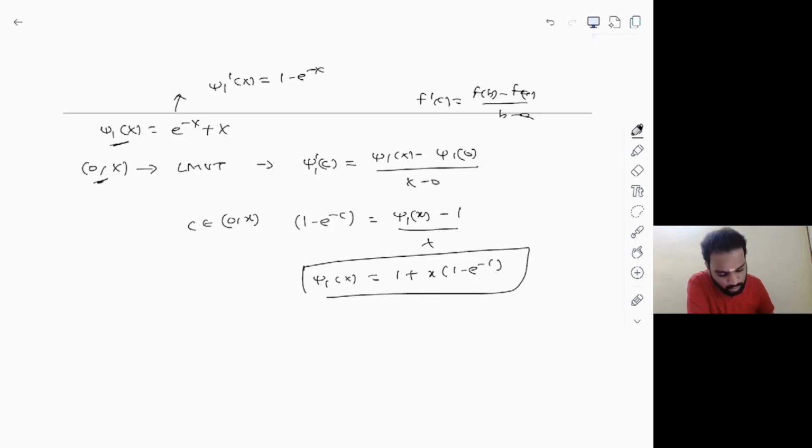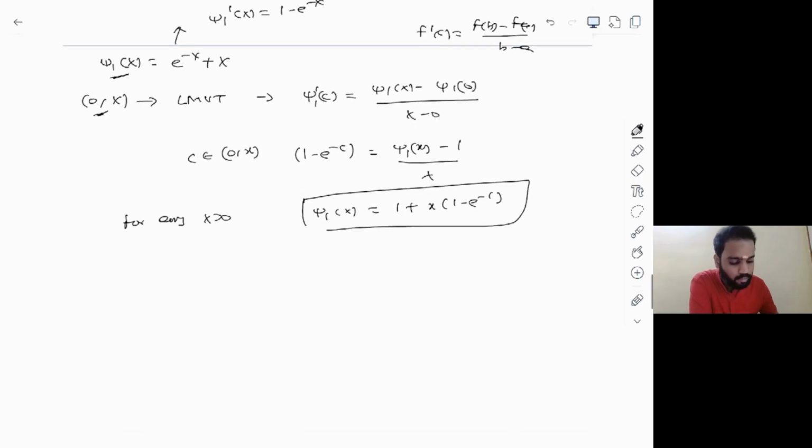So what's the observation here? For any x greater than 0, what you are able to conclude is psi 1 of x is equal to 1 plus x into 1 minus e to the power of minus c. But what's the observation? This 1 minus e power minus c is clearly a value lying between 0 and 1. We have seen this in the previous question also, right? So if I put this value as some alpha, what we are concluding is 1 plus x into alpha, where alpha clearly belongs to 0 to 1 for any x greater than 0.